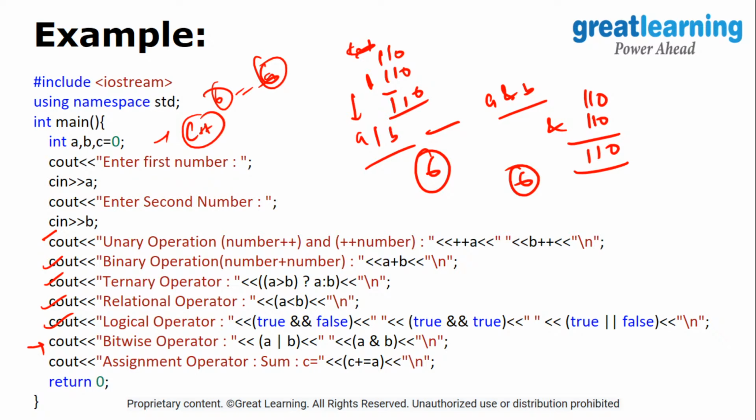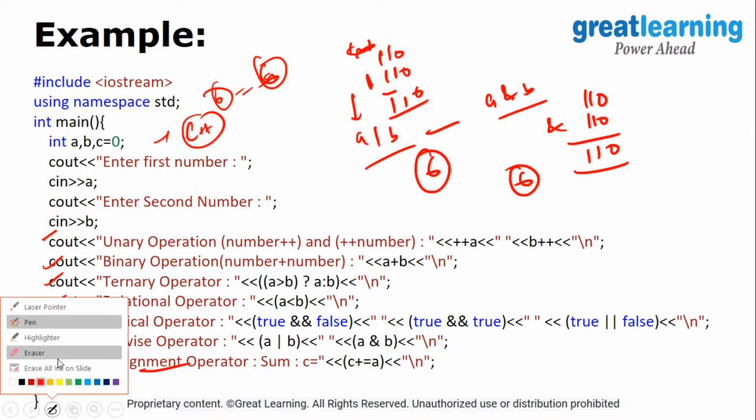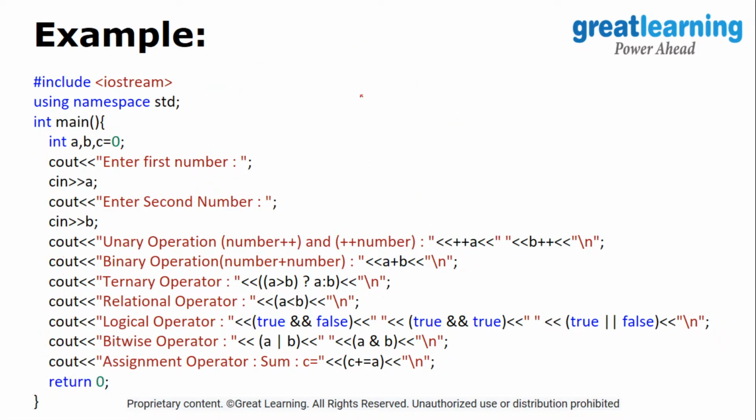This is your bitwise operator. Now what about this assignment operator? What will be the output of the last step? So you will get output as sum and then C equal to. Now you might be thinking, what is C? C is defined here. C is 0.